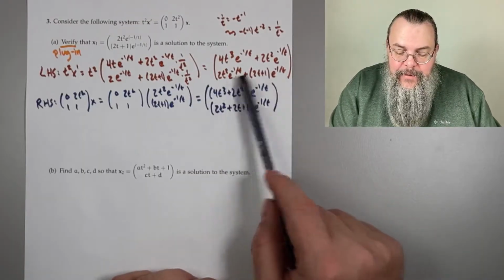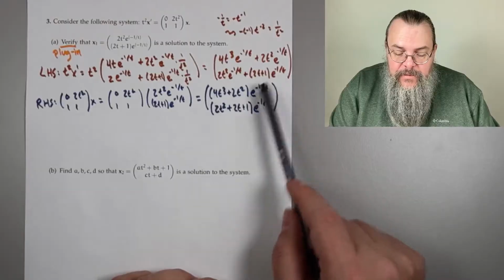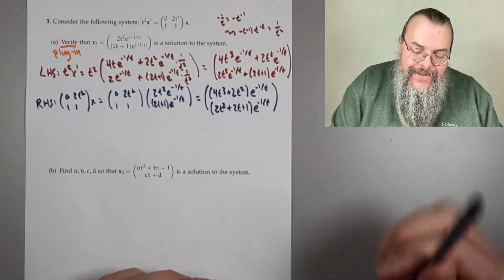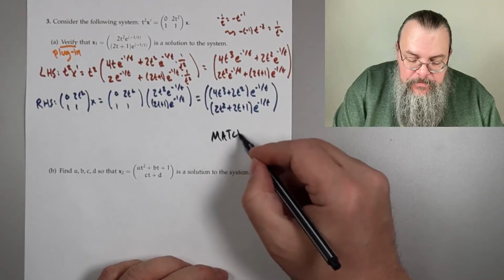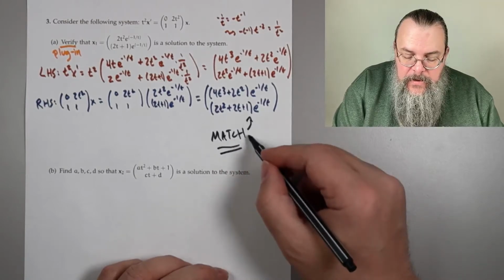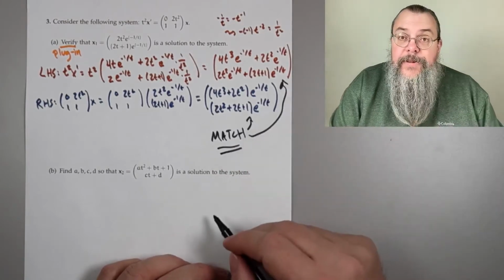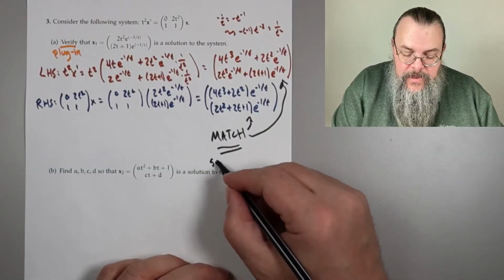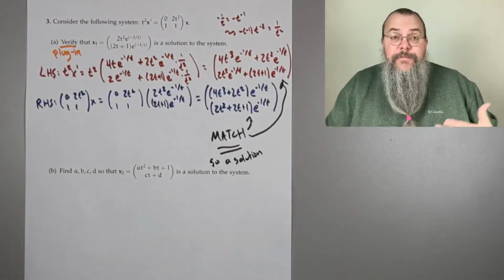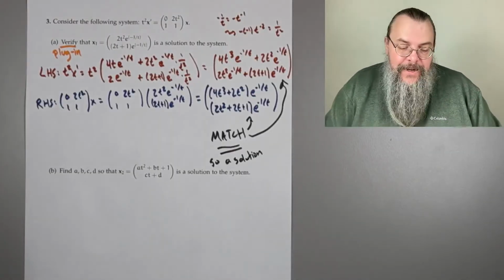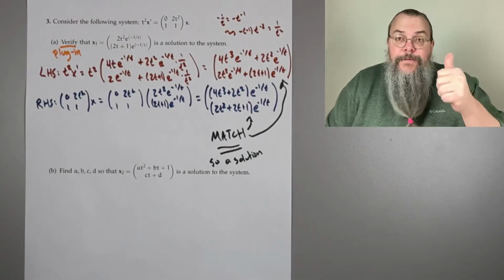And again, factor out e to the minus 1 over t, you'd have 2t squared plus 2t plus 1. And so we say, aha, these match. And so that means it's a solution. And we're done, because in verifying, you just plug in and make sure things match up. All right, good. We found a solution.